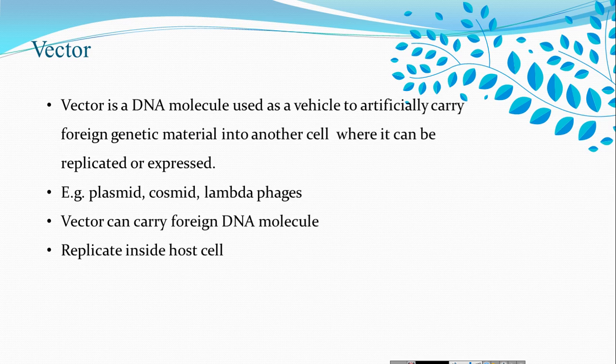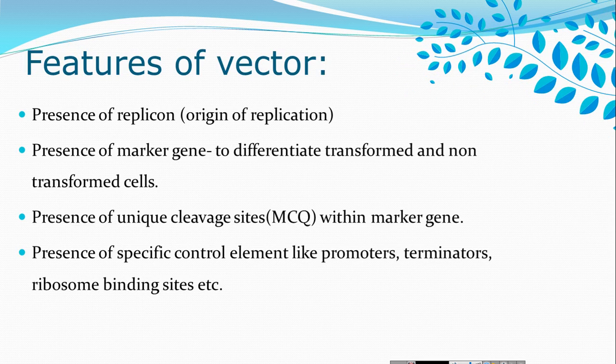There are some types of vector. Commonly used vectors are plasmid, cosmid, and lambda phage vectors. Vectors can carry foreign DNA molecules from one cell to another cell, and have the capacity to replicate inside the host cell. Plasmids are generally used vectors. Initially, we'll see salient features of a vector.